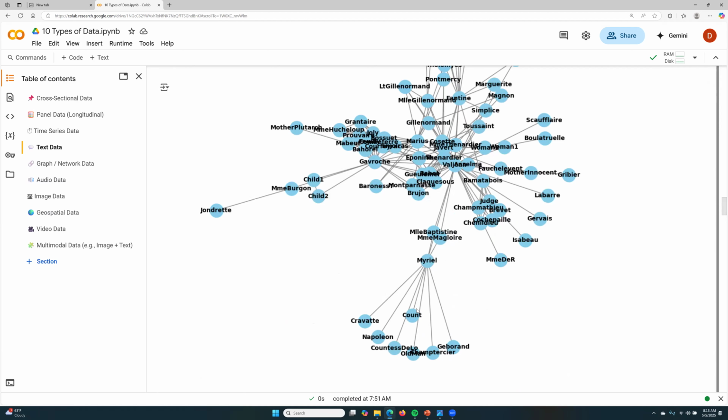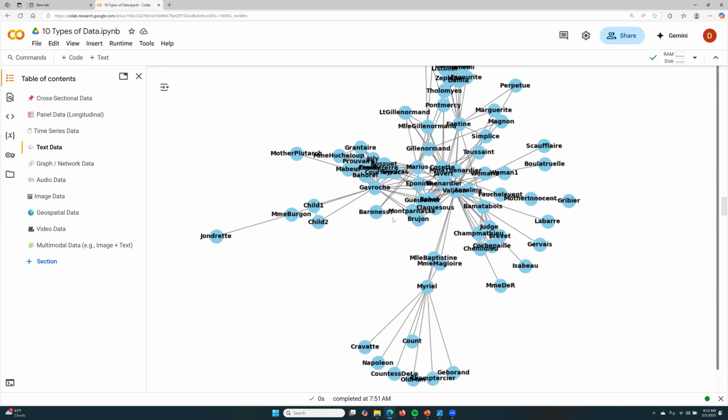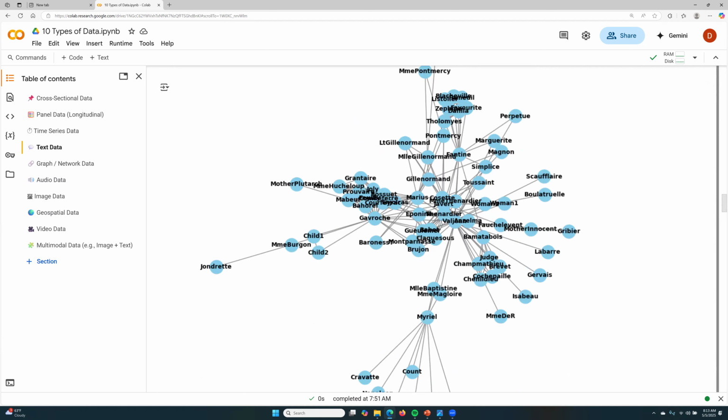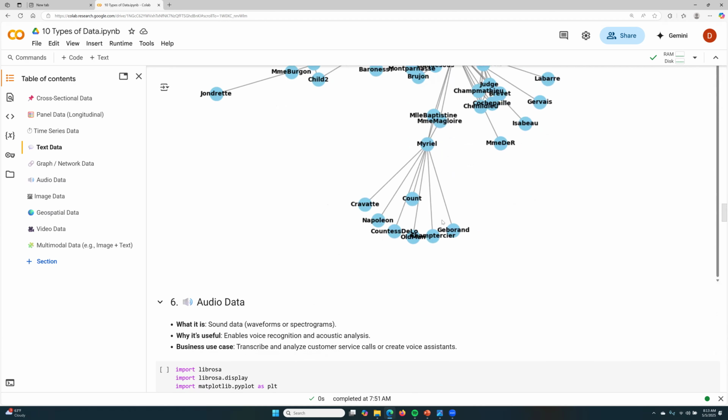Another one, Myriel and the Count, they appear together in a similar scene. Another word for this is a co-occurrence graph. So there are nodes that are occurring together simultaneously in a specific time frame, if you will.